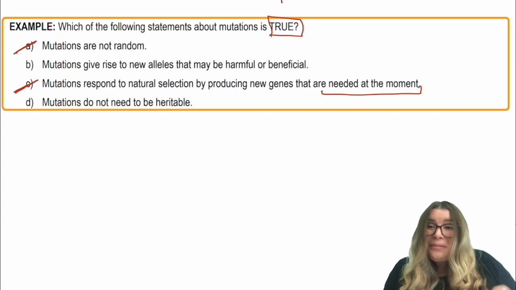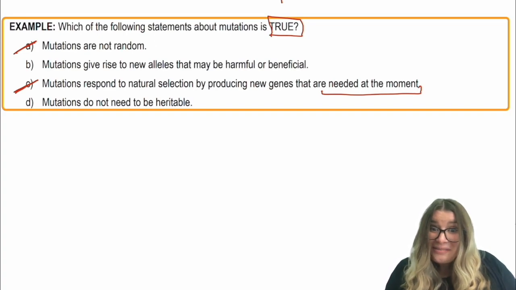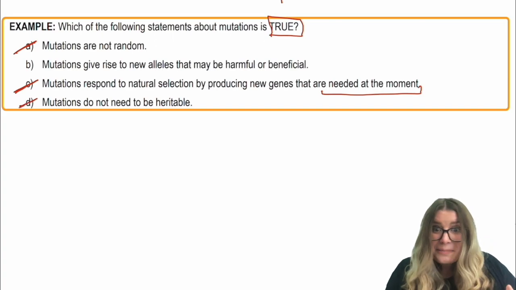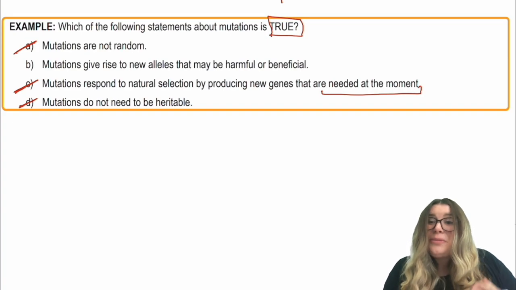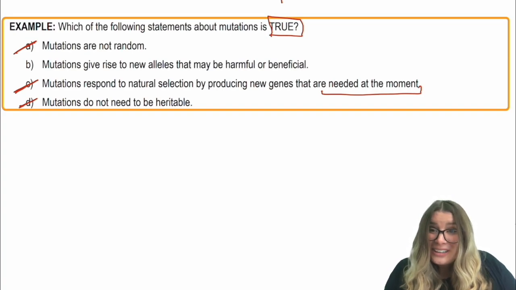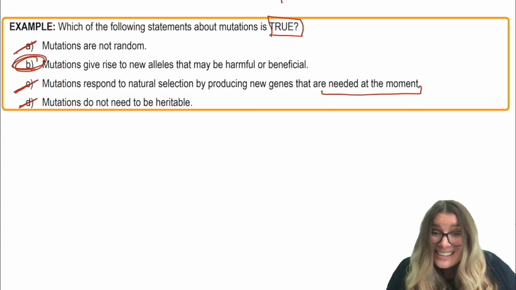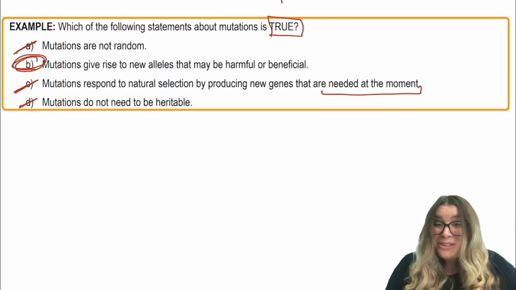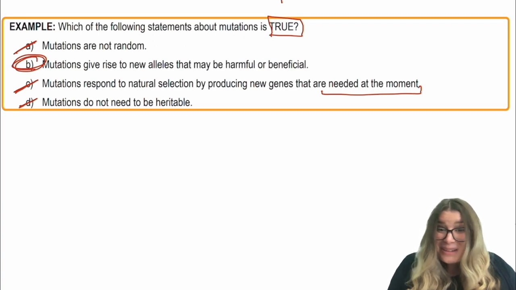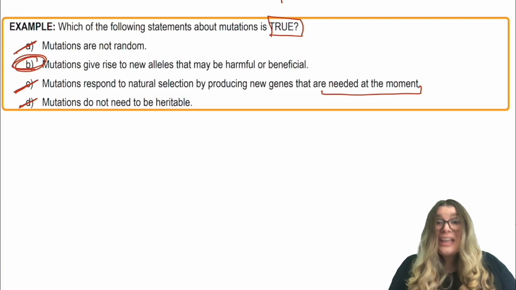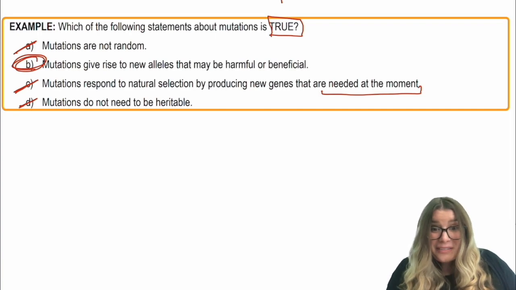Answer choice D, mutations do not need to be heritable. That one's not true. We have to have a way to pass from parent to offspring if we're going to affect future generations. So we can cross that one off. Let's read through B and make sure that it's correct. It says mutations give rise to new alleles that may be harmful or beneficial, which is true. With those mutations happening randomly, some are harmful, and they're not going to be kept in the population by natural selection. Some are beneficial and will be passed on, and some even are neutral.